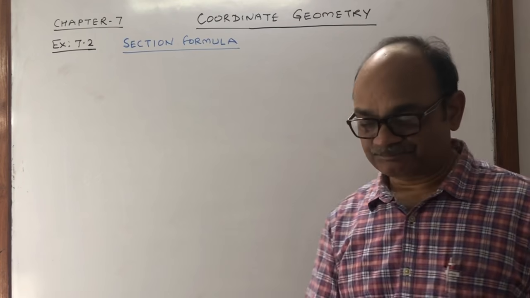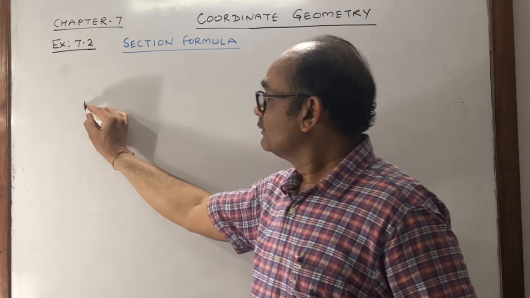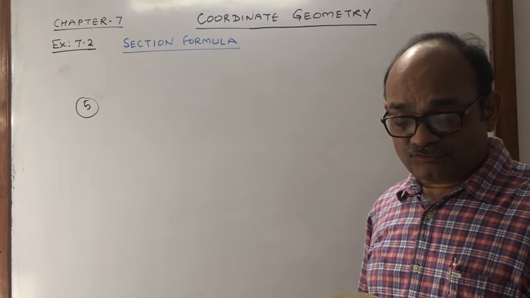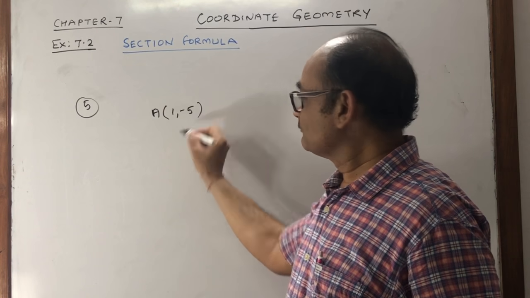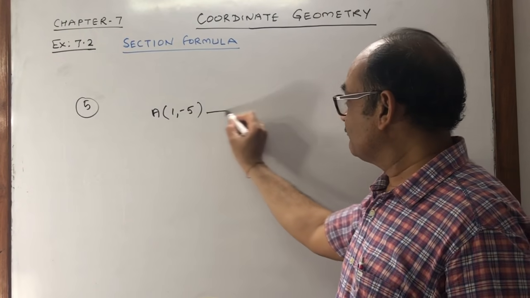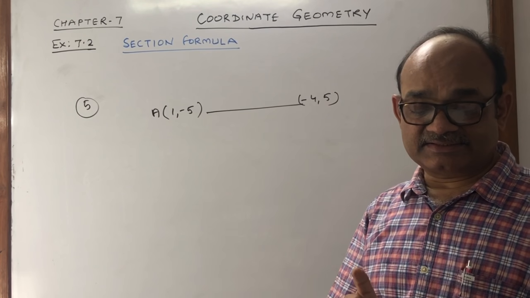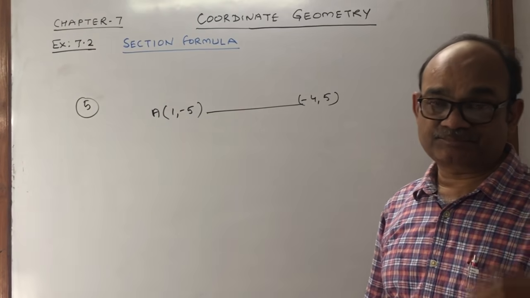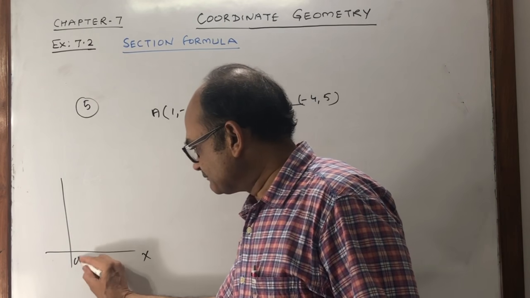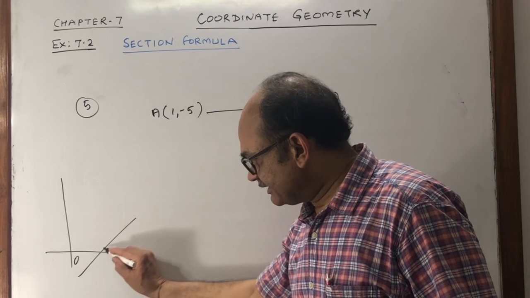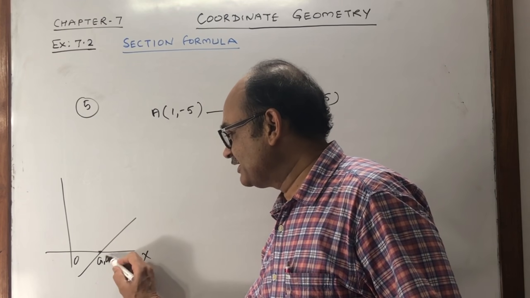For more question, sum number 5. Find the ratio in which the line segment joining A 1 minus 5 and minus 4, 5 is divided by x-axis. Also find the coordinate. Divided by x-axis, you know, this is x-axis. And some line divide the by x-axis point. It means this coordinate is something like a comma 0.